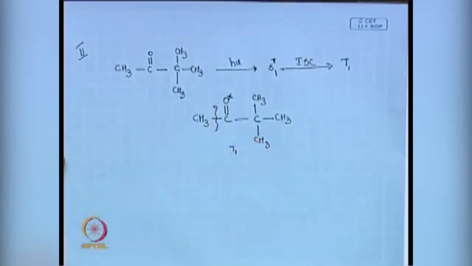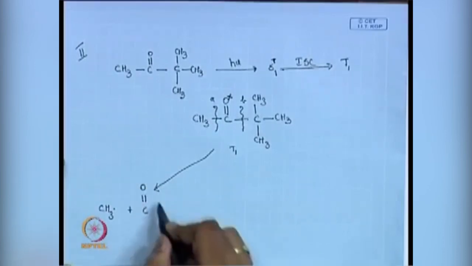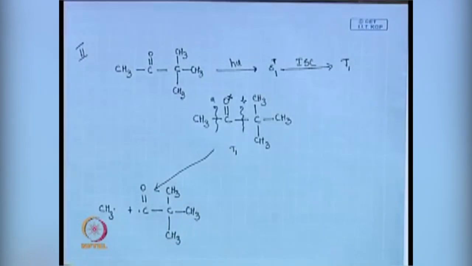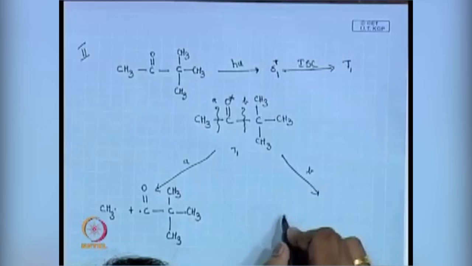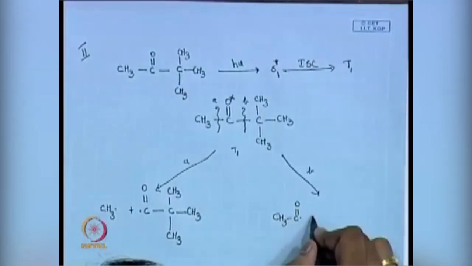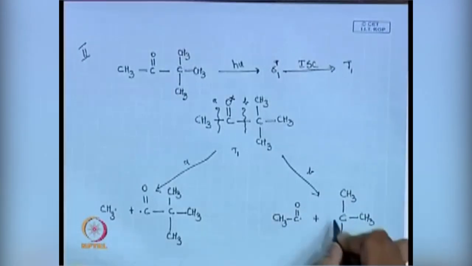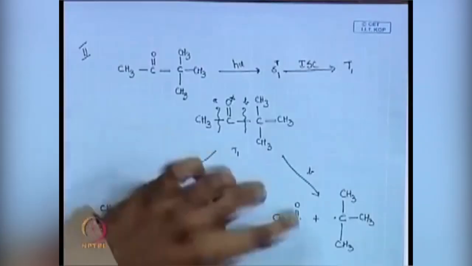So, I can cleave this side, call it as A, or I can cleave this side, call it as B. Okay. So, we will write both the possibilities. If I cleave here, I might get methyl radical, that is if I go via A. If I take the route of B, then I should get this radical. So, I can get these two. Now, you have to decide which will be the path. Okay. So, you can take A or B, which will be the one?